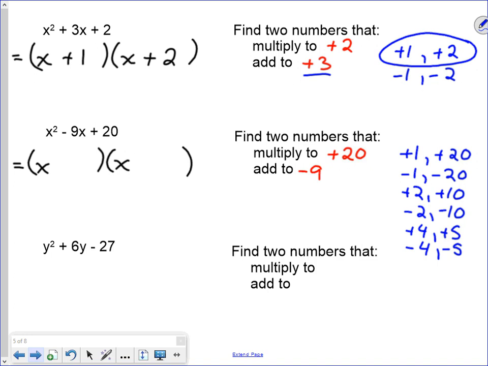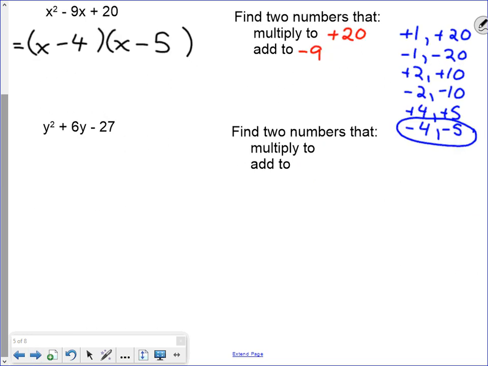And from this list of possibilities, we want to keep going until we find ones that add up to negative 9. And of course, they are the last ones that I picked here. Negative 4 plus negative 5 is our negative 9. So we're going to put in the brackets negative 4, negative 5. So our factored form is x minus 4, x minus 5.